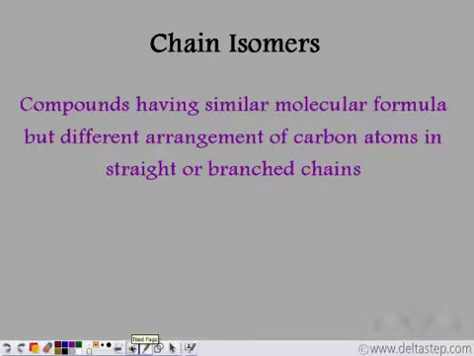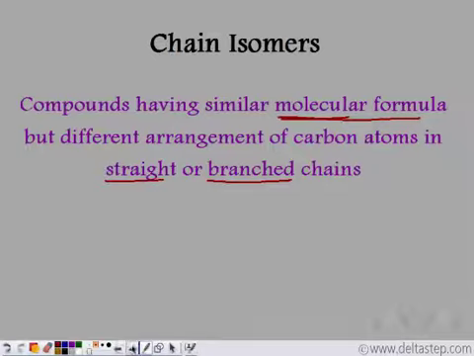The chain isomers are defined as compounds having the similar molecular formula, but there is a different arrangement of carbon atoms in the straight or the branch chains. So whenever we have 2 or more organic compounds having the same molecular formula, but there is a different arrangement of the carbon atoms in the straight or the branch chains, we get the chain isomers.